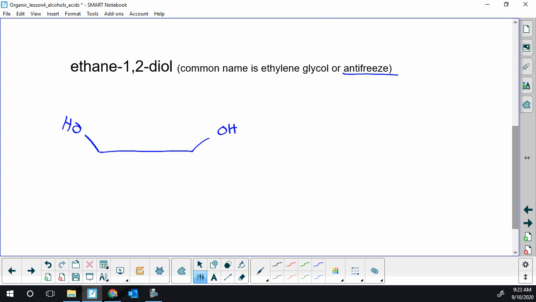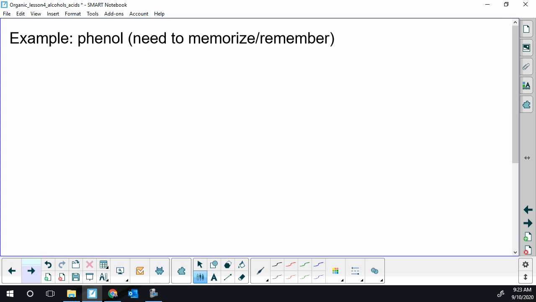A couple more slides. One is just to pure memorize. There are certain large molecules that have been given names because they're so common and we use them over and over again. One of them is phenol. It's an alcohol, but it's made out of a benzene ring.